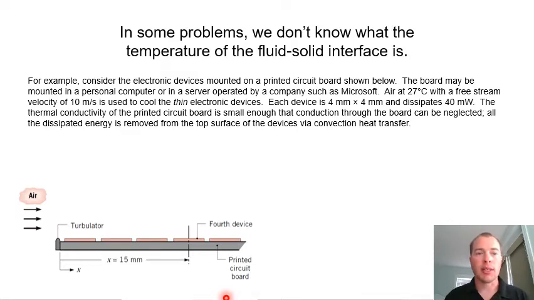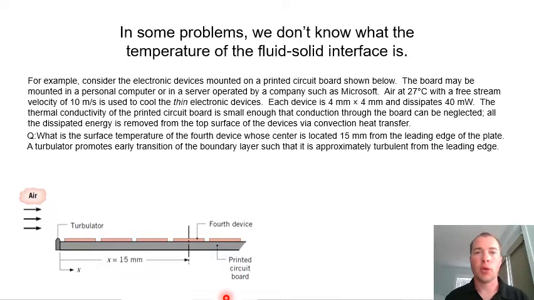The thermal conductivity of the printed circuit board is small enough that conduction through the board can be neglected. All the dissipated energy is removed from the top surface of the device via convection heat transfer. The question is, what is the surface temperature of the fourth device, whose center is located 15 millimeters from the leading edge of the plate?